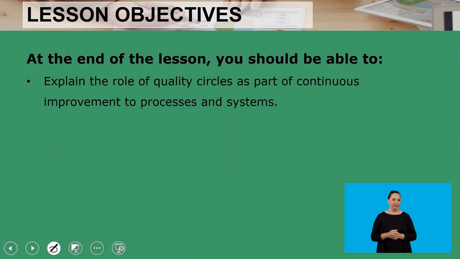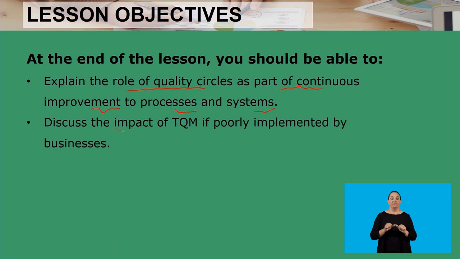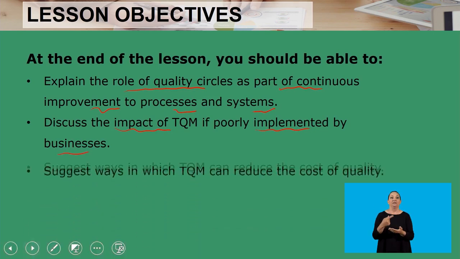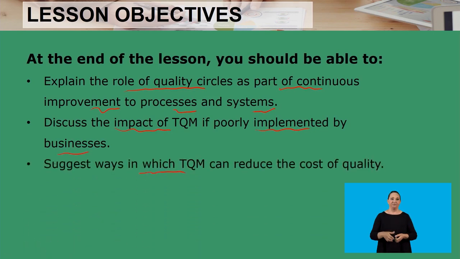Furthermore, you should be able to explain the role of the quality cycle as part of continuous improvement to processes and systems. Then you should be able to discuss the impact of TQM if poorly implemented by businesses. Then suggest ways in which TQM can reduce the cost of quality.